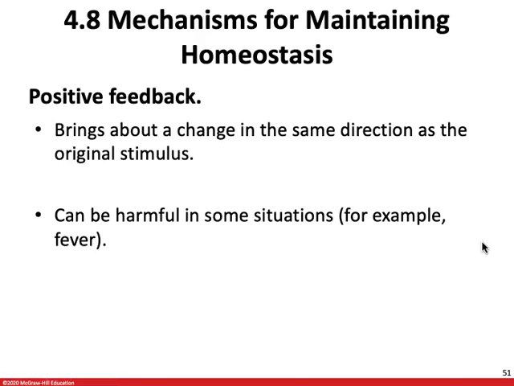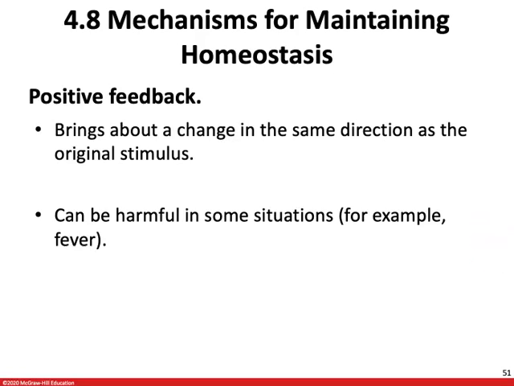Positive feedback is going to bring about change in the same direction as the original stimulus. So for example, childbirth. In this case, the fetus's head will push against the cervix, which will stimulate signals that are sent to the brain. The brain will then secrete the hormone oxytocin, which will cause even stronger contractions. This causes more oxytocin to be released, which will increase the contractions even further. This is why contractions get stronger and stronger and closer together until the child is delivered.